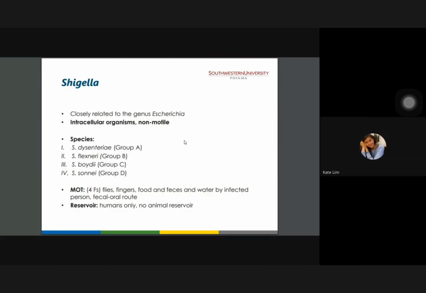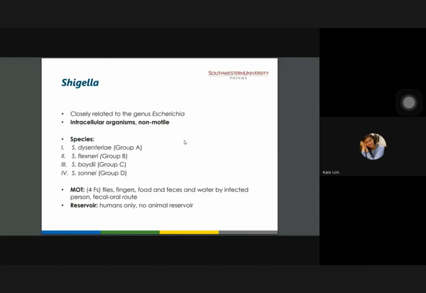Again, Escherichia coli is the most versatile bacterium, which has the capacity to receive genetic makeup from other bacteria, and that includes Shigella. So Shigella and E. coli share quite a few similarities with each other. So what are the differences? Here are some of the differences.